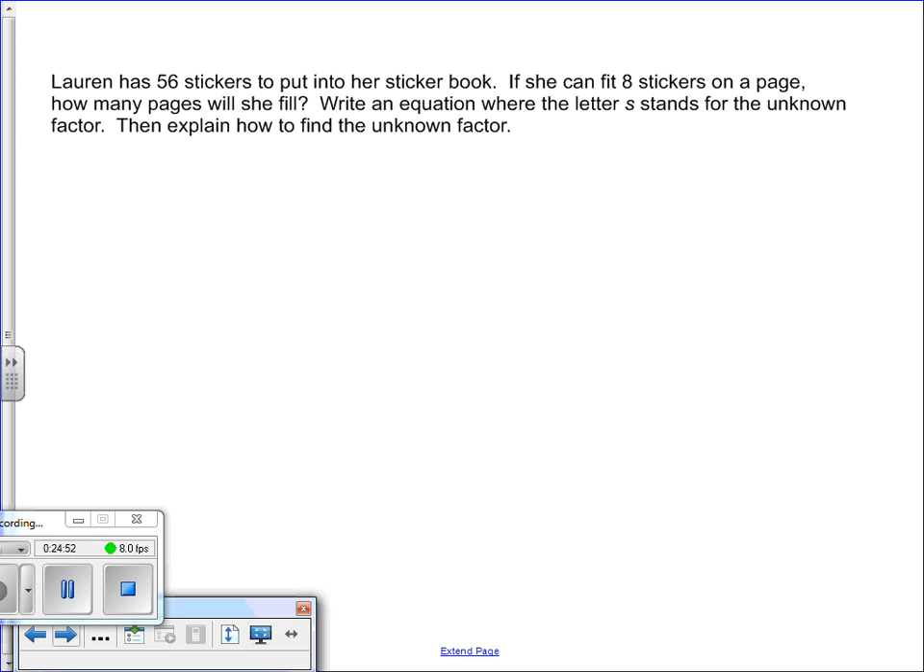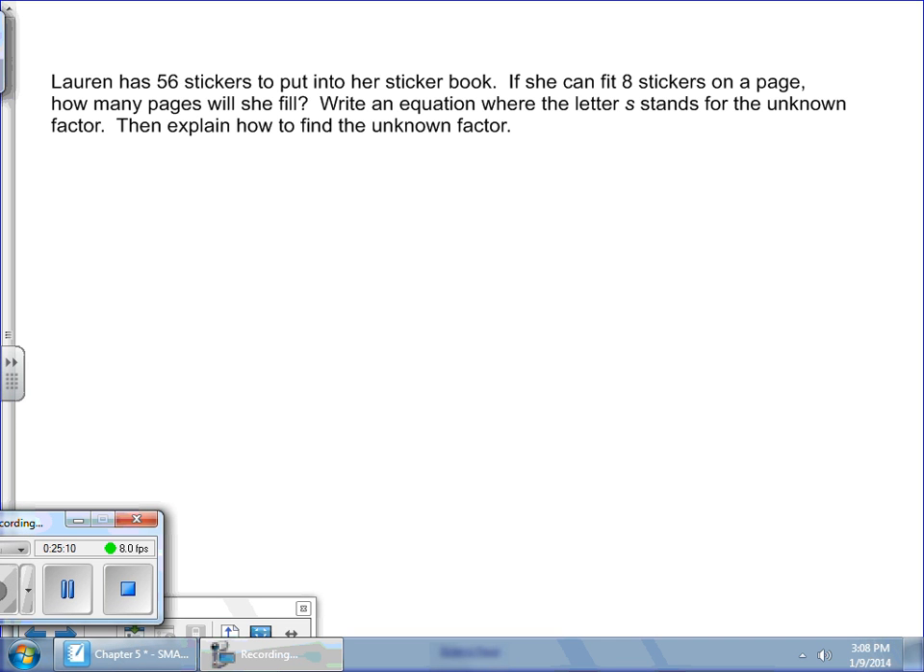Lauren has 56 stickers to put into her sticker book. If she can fit 8 stickers on a page, how many pages will she fill? Write an equation where the letter S stands for the unknown factor, then explain how to find the unknown factor. I'm going to pause. Everybody do this now.